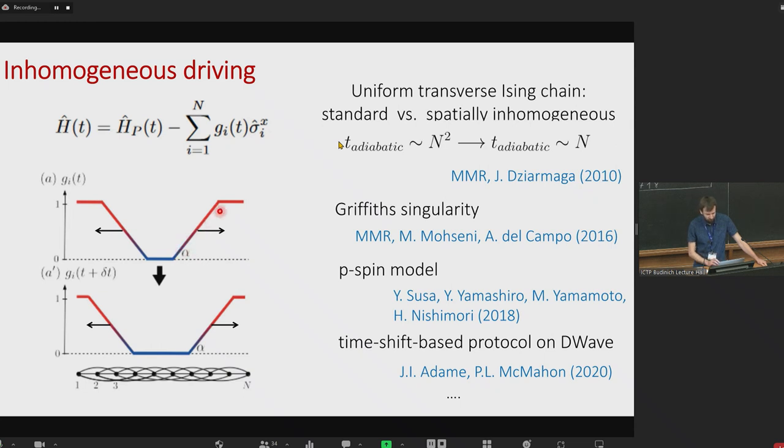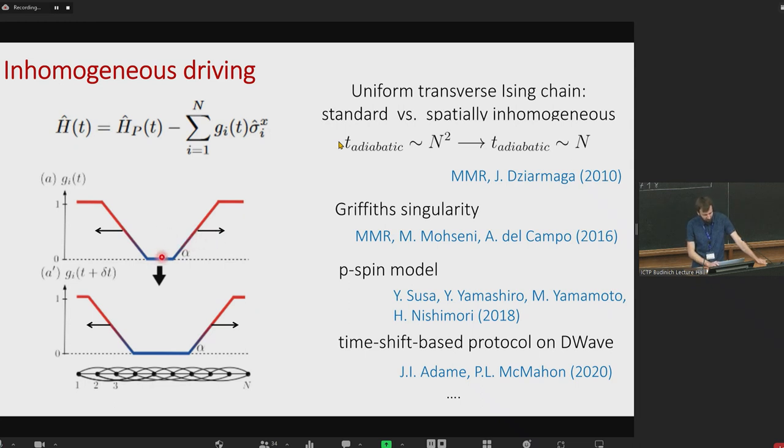And there are two ideas here. One idea is that if that slope is zero, then that is your standard homogeneous quench. And the value of that slope allows you to control the potential size of quantum fluctuations. So if everything is homogeneous, then potentially you can have quantum fluctuations over the full system. And if the slope is steeper, then you're limited in space. But there is another idea.